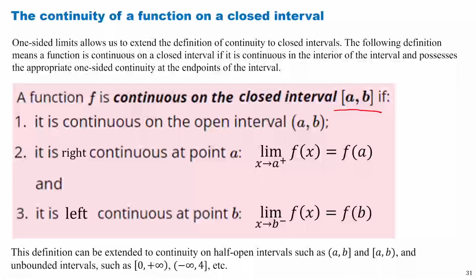First, it's continuous on the open interval (a, b). And then we can consider the one-sided continuity on both ends, right? Second, it is right continuous at point a, which means the limit of f(x) when x approaches a from the right side equals f(a). And third, it's left continuous at point b, which means the limit of that function when x approaches b from the left side equals f(b).